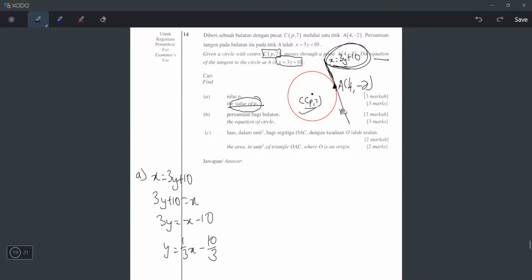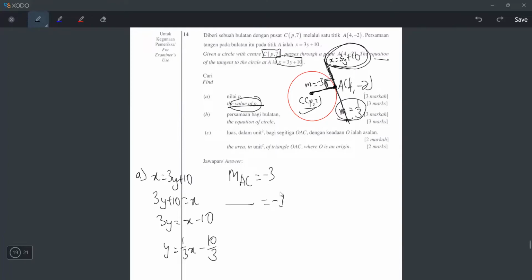So now the gradient of this line is 1 over 3. So how to find P now? Center tarik ke tangent berapa dia punya angle? 90 degree, right? So if the gradient of this tangent line is 1 over 3, what is the gradient of this line? -3, right? Because you just terbalikkan and tukar tanda. 1/3 jadi 3 and then tukar tanda jadi negative. It means gradient of AC is -3.